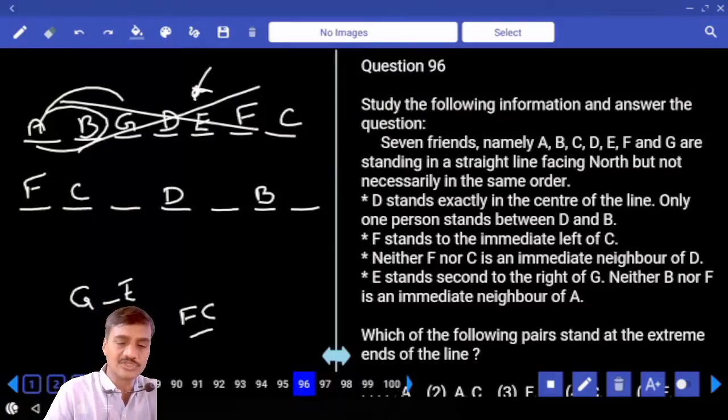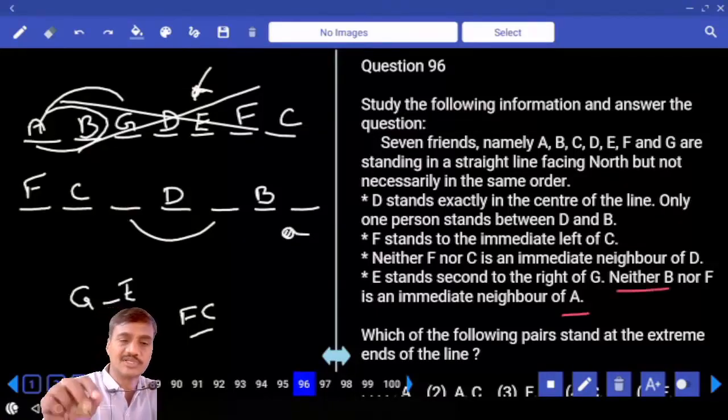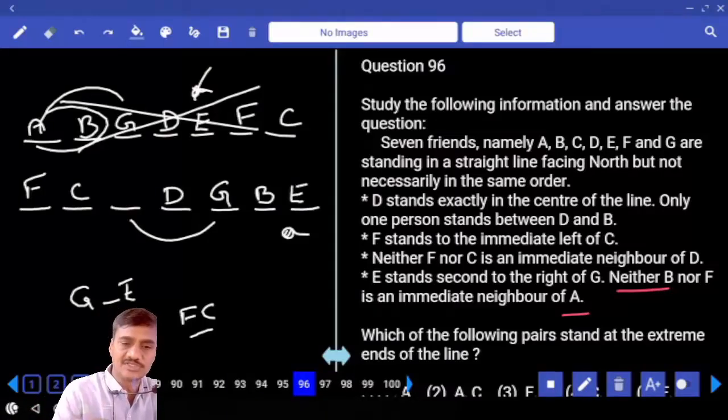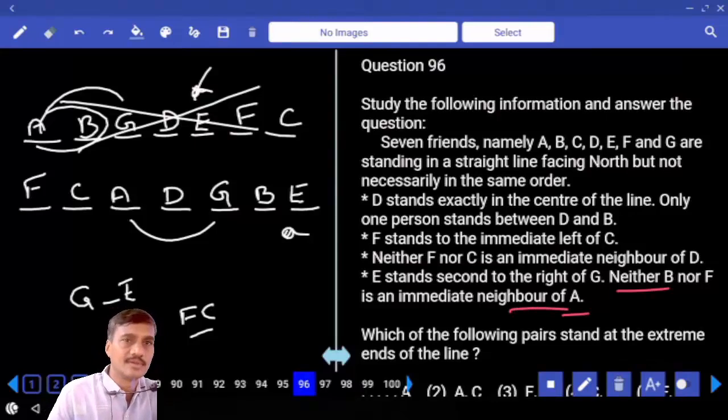Then coming back to this one, G and E. If you take G and E here, then A will be here. A cannot be adjacent to B, that case is ruled out. Next one, G and E. G and E is here, A is here. Neither B nor F is adjacent to A. Clear? Now this is the final arrangement, 96 to 100.